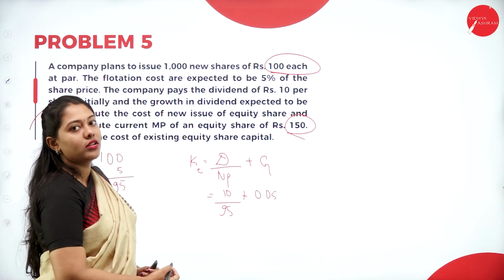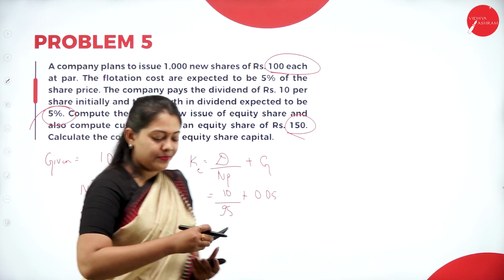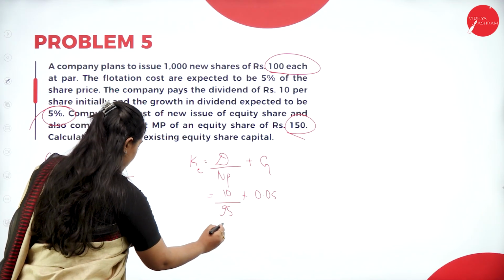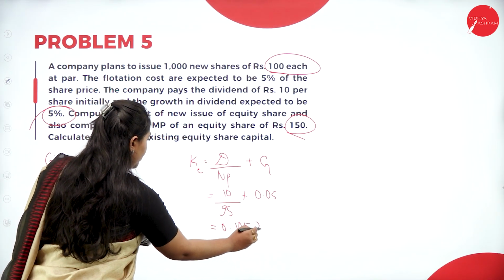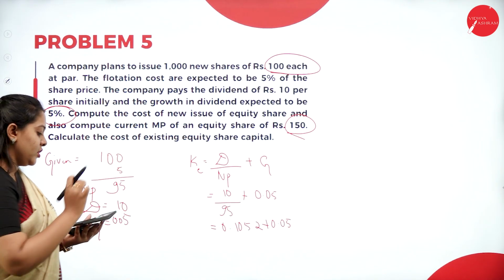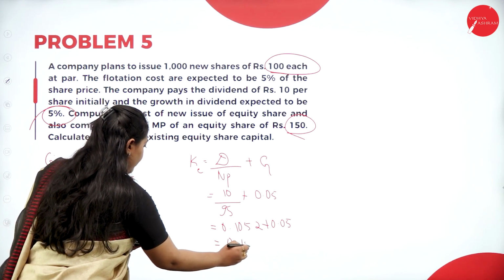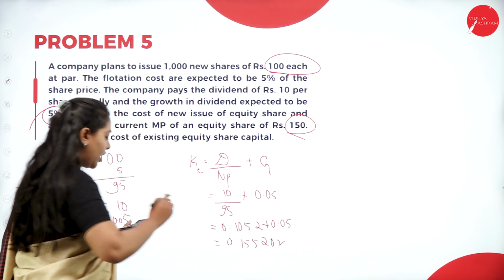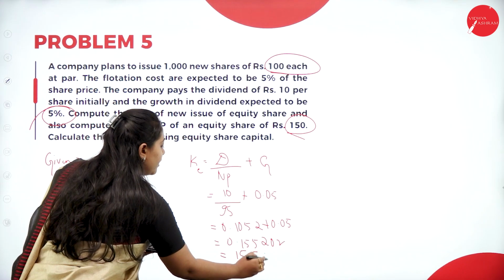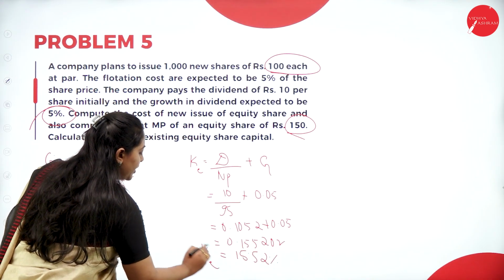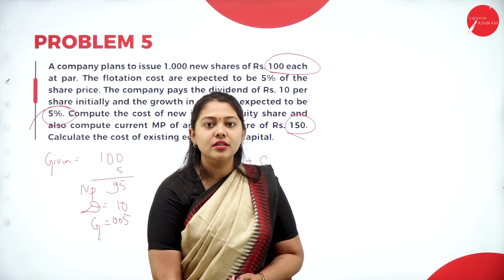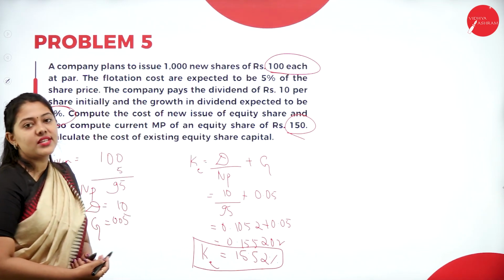So let us solve the problem by using the calculator. 10 divided by 95 is 0.1052, plus 0.05. The answer will be 0.1552, or if you convert that into percentage, it is 15.52%. So your cost of equity will be 15.52% if it is issued at par using the face value, that is rupees 100.